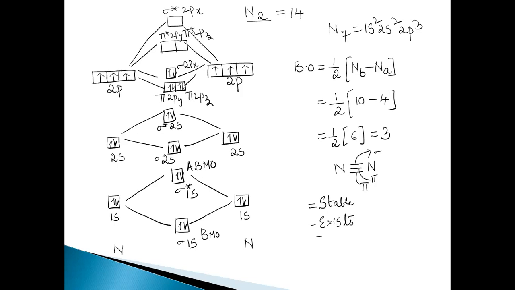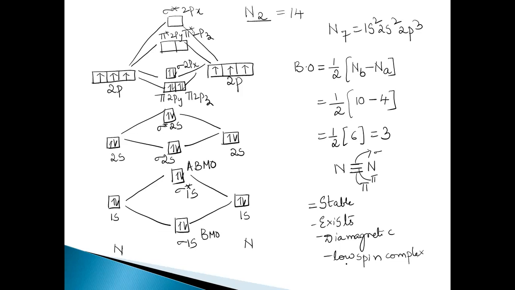And what is the magnetic nature of this? See, there are no unpaired electrons. If you look at the molecular orbital energy diagram of nitrogen, there are no unpaired electrons. All electrons are paired up in all the molecular orbitals. So it is diamagnetic in nature. If there are no unpaired electrons, it is diamagnetic in nature. And since there is no unpaired electron, it forms a low spin complex.